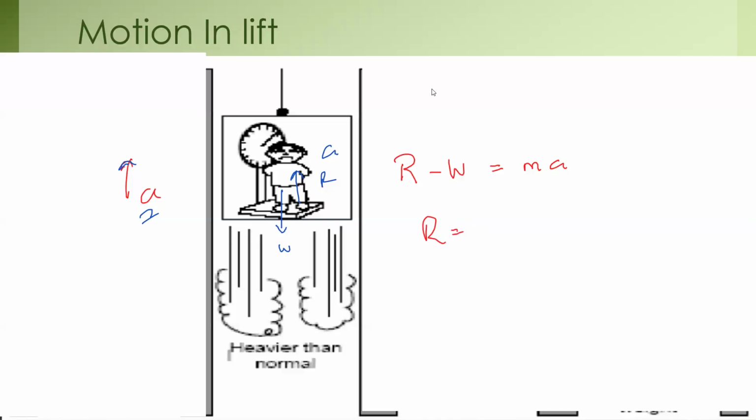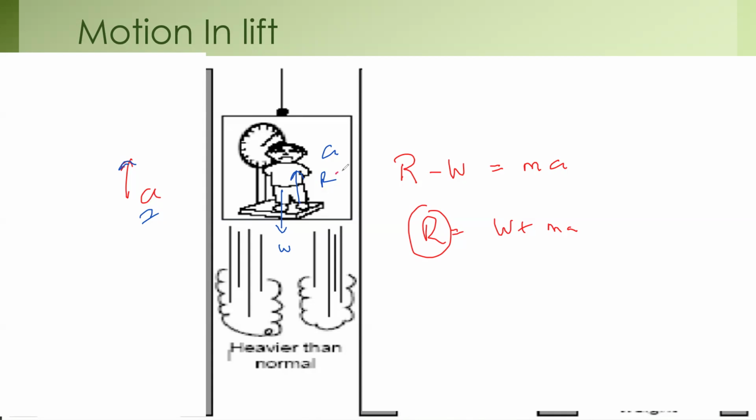So if R is equal to W plus MA, it means the value of the normal contact force will increase. If the value of the normal contact force increases, what does it mean? It means the downward force should be greater as well. So this is called the apparent weight. So when the lift is accelerating upward, you will feel that you are heavier. Why will you feel heavier?